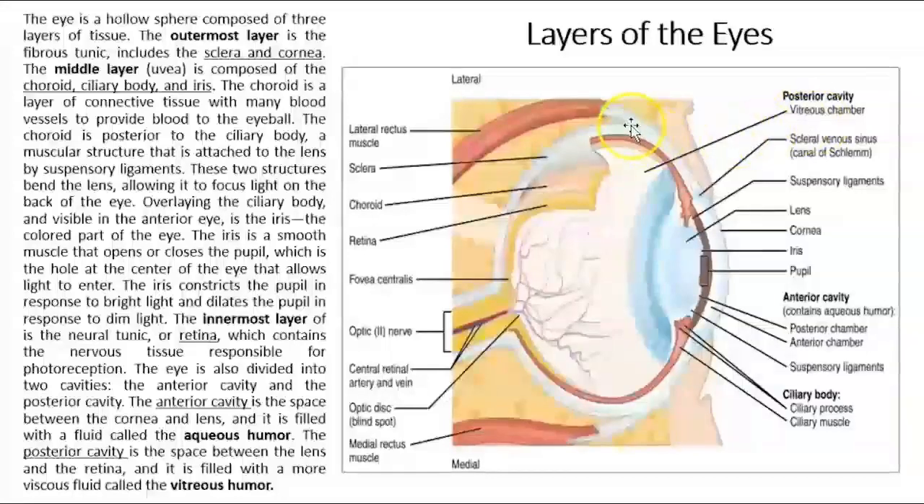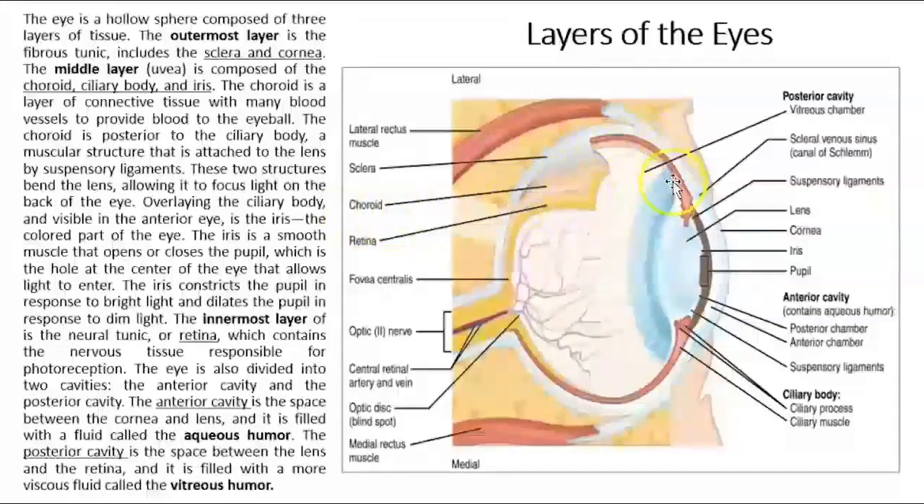This is the wall of your eye. Okay, it has 3 layers: external, middle, and inner layer. They are called tunics as well. This external area is going to be the sclera. The middle area, so-called the uvea, is going to have a lot of blood vessels, and it has 3 main parts: the choroid, which is this part in brown.